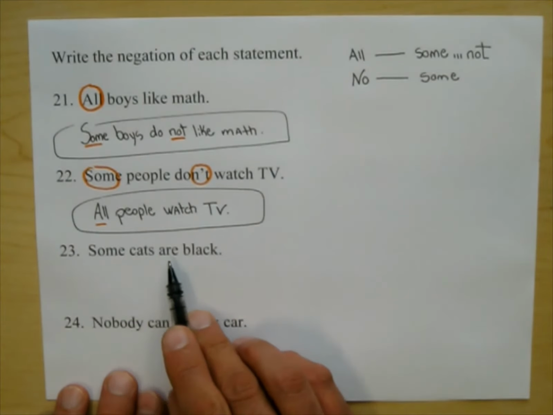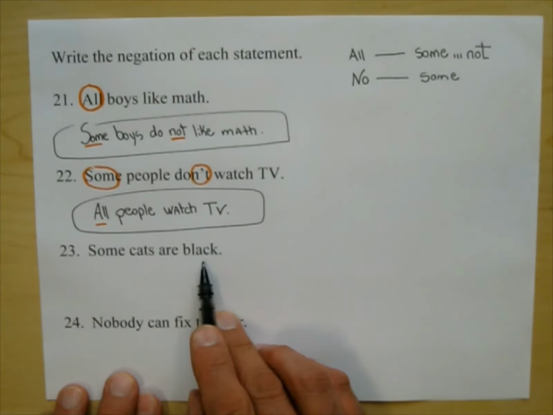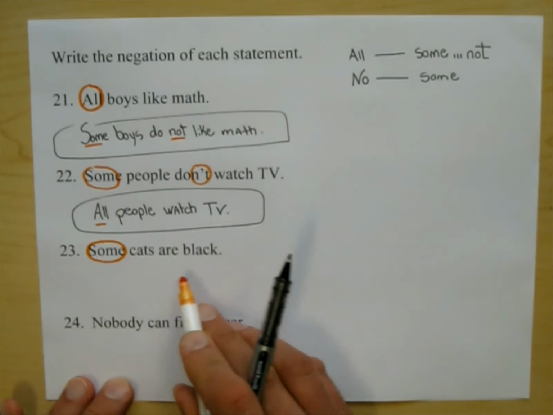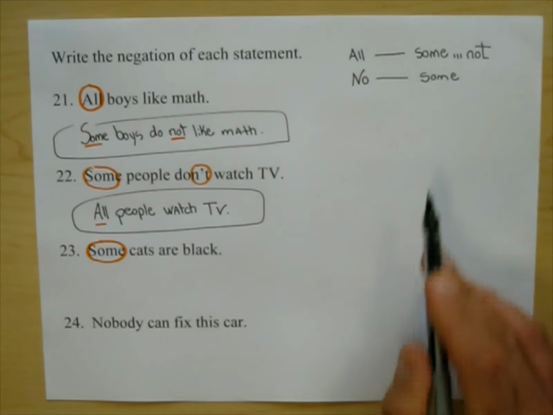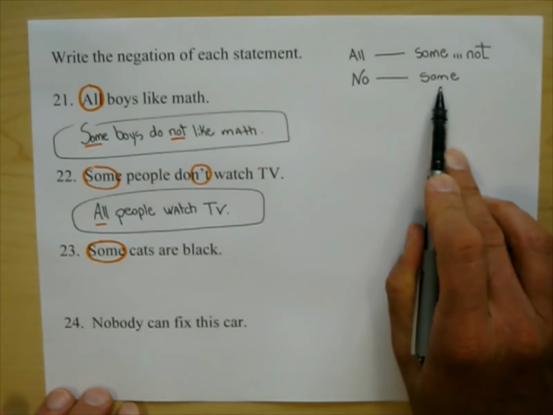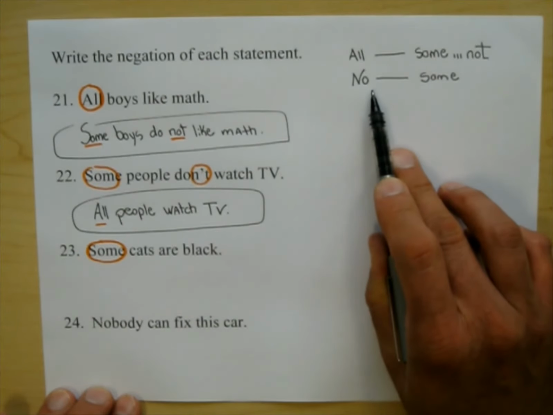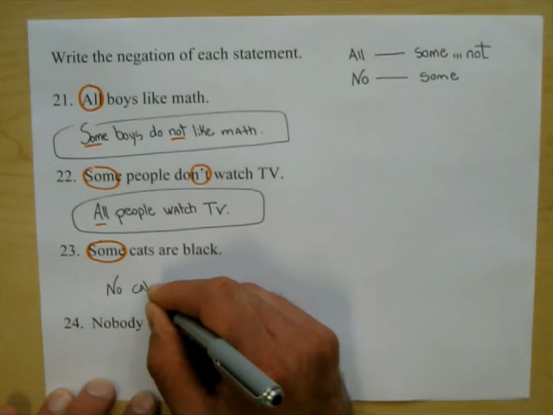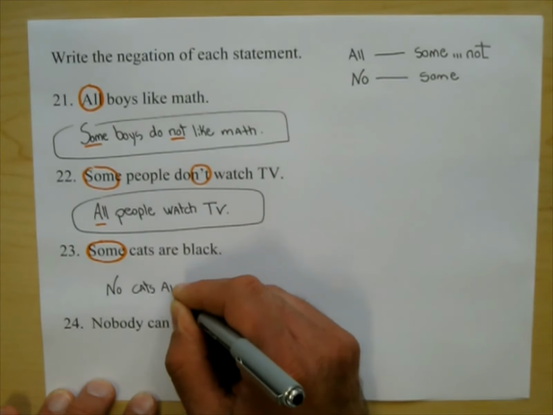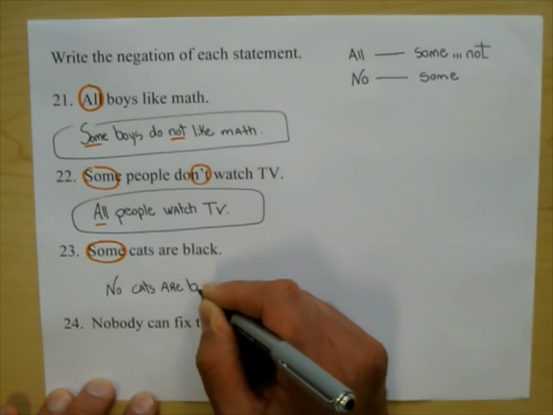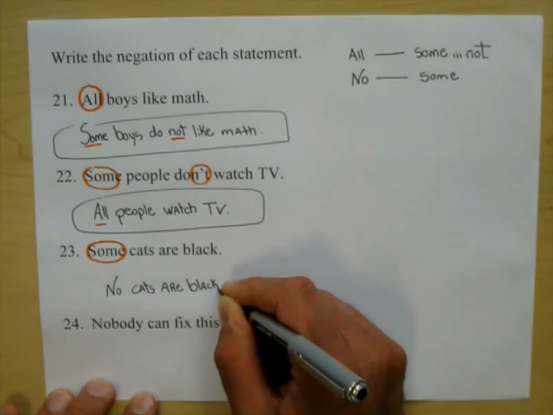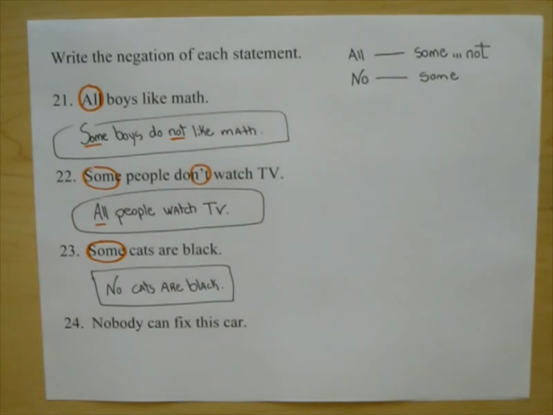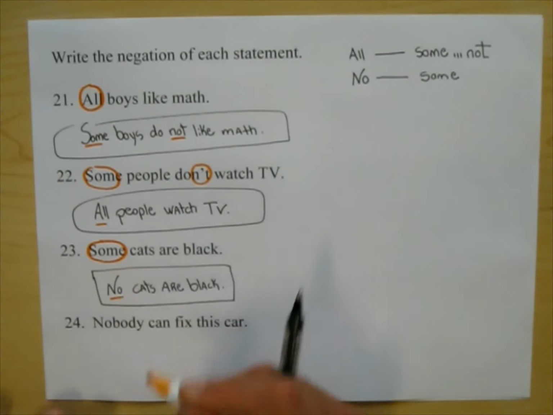Some cats are black. So I see the word some. Do I see a not later on in that sentence? No, I don't. So now I know that I'm going to replace that some with a no. No cats are black is the negation of some cats are black. And so there it is. Here's the no.